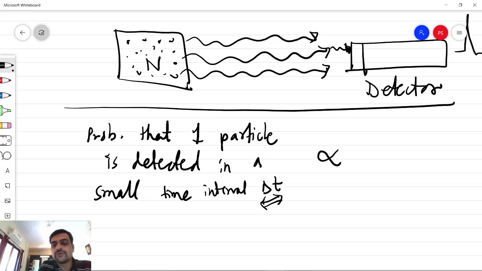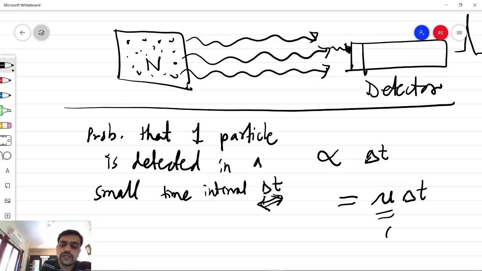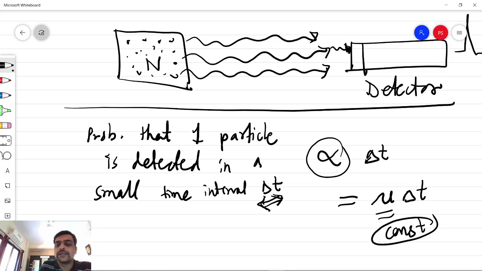Obviously, this probability is going to be proportional to delta t. That is, larger is this interval of time delta t, larger will be the probability that a particle is detected by the detector. So it is going to be equal to some mu times delta t. Note that mu is just a constant here, or the constant of proportionality, replacing this proportionality sign by the equal to sign.